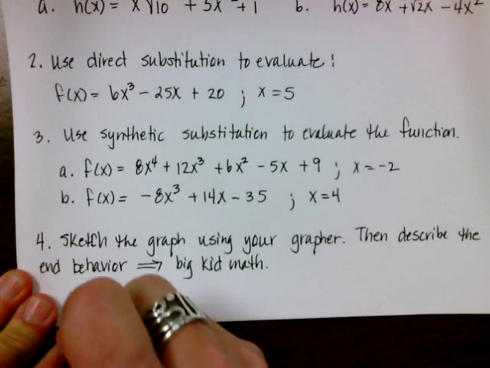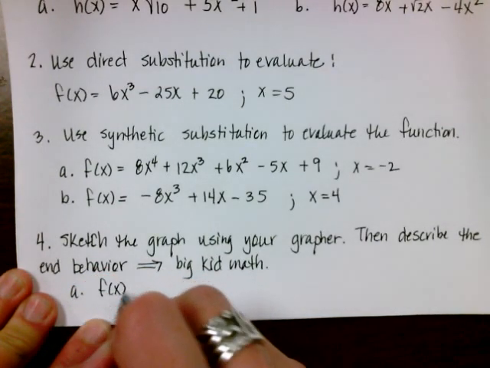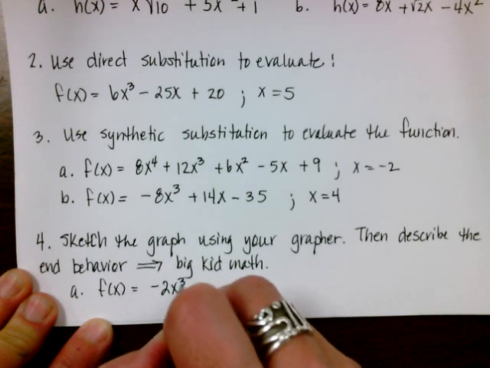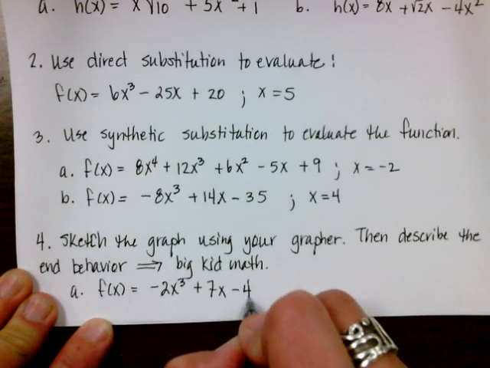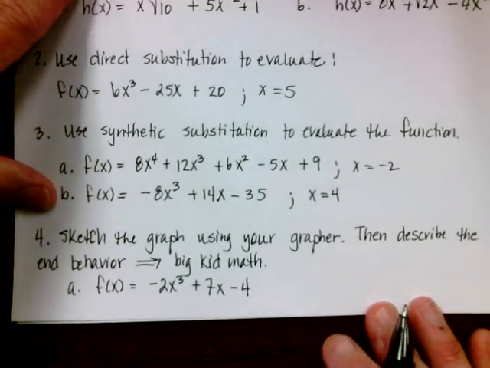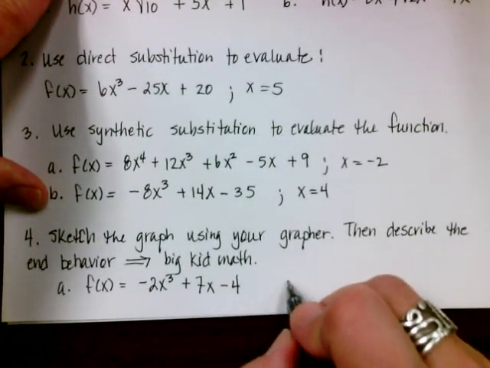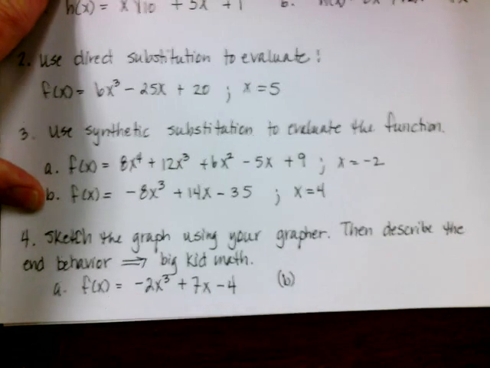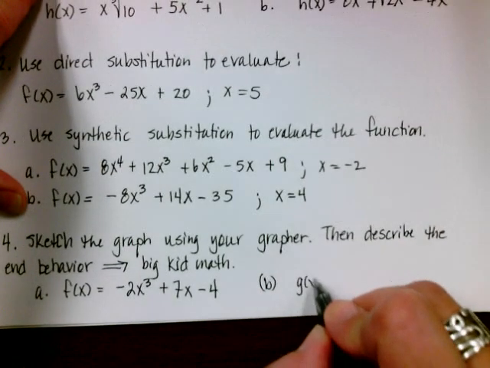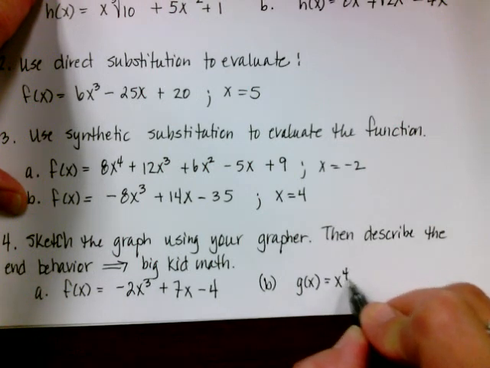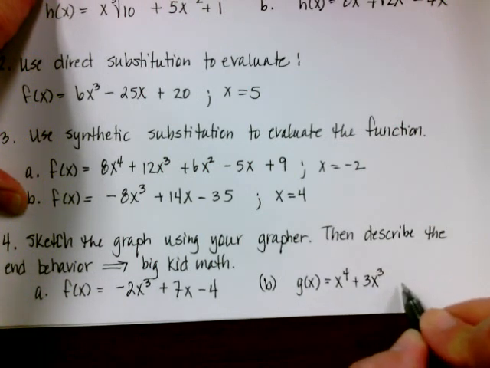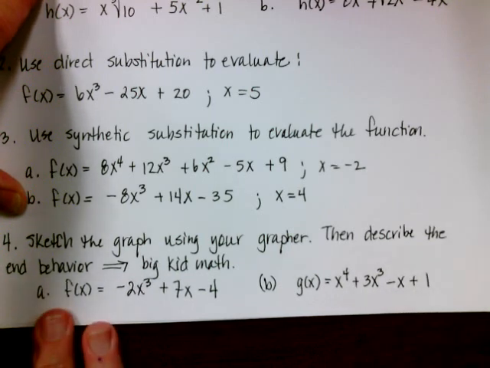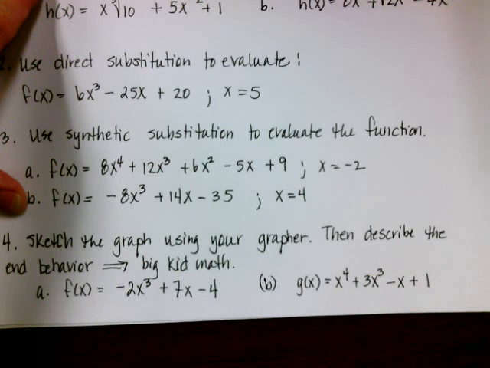All right, you have two of these. So the a, f of x, is equal to negative 2x cubed plus 7x minus 4. So you'll put that into your grapher and then describe the end behavior using the big kid math. Okay, that is our cool new notation. The second one says g of x is equal to x to the 4th plus 3x cubed minus x plus 1. Alrighty? And those are the two that you're going to put in your grapher and then describe the end behavior. Alright, well done. Good luck with the problems, and I will see you tomorrow.